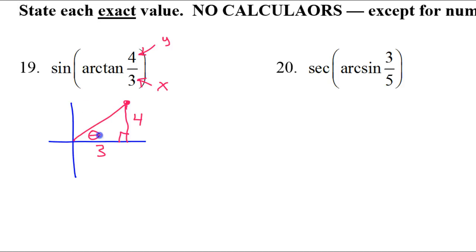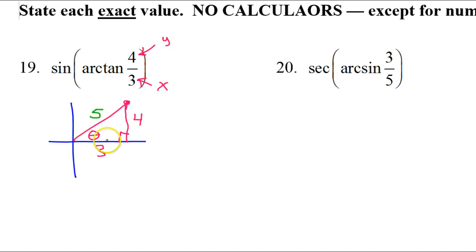Now, I don't need to know what this angle is to figure out what the sine of this angle is. This expression, arctangent, is an angle. It's this angle, the angle whose tangent is 4 over 3. We can find the sine of this angle without ever actually knowing what this angle is. We're going to need to know what the hypotenuse is. Now, this is one of our Pythagorean triples that we have memorized. 3, 4, 5 is the most common Pythagorean triple.